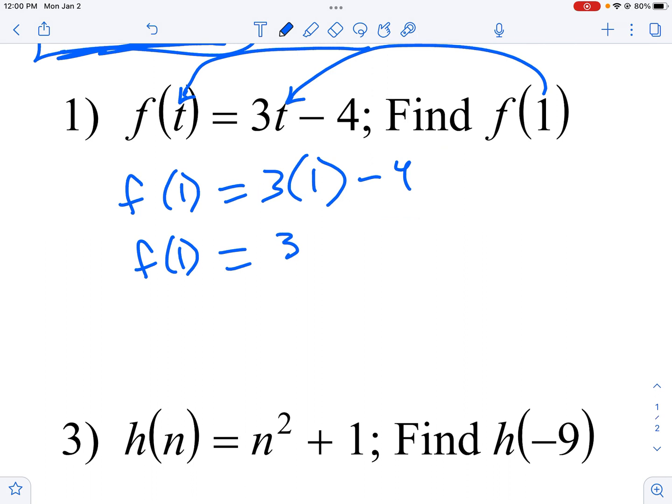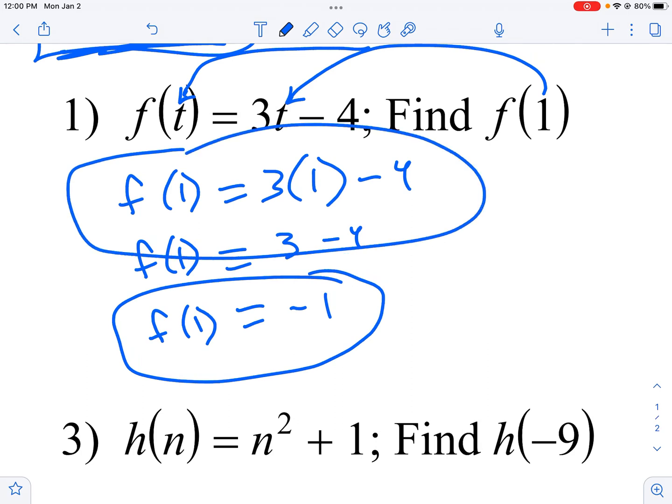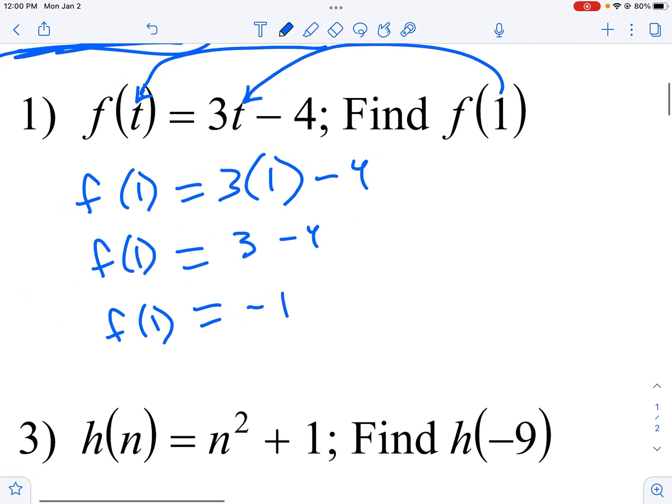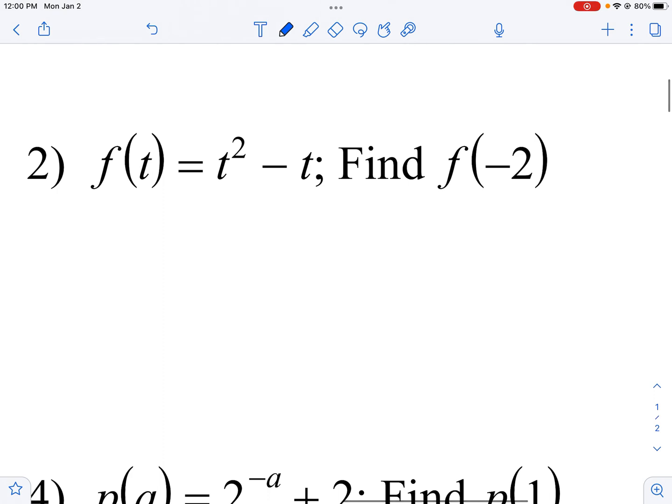This becomes 3 times 1, which is 3, minus 4. You're going to get 3 minus 4, which is negative 1. So f of 1 is negative 1, and you're done. That's all that's going on. I'm okay if you just write the first line and then jump straight to the answer, because the right side, sometimes you just want to put in your calculator, and that's it. That's okay. You can just jump straight to your answer if you have it written out what you plugged in.